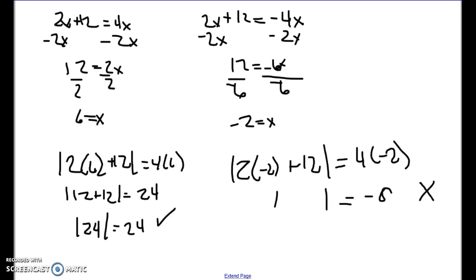So take just a minute now and look back at your learning targets to see how you did for this section.